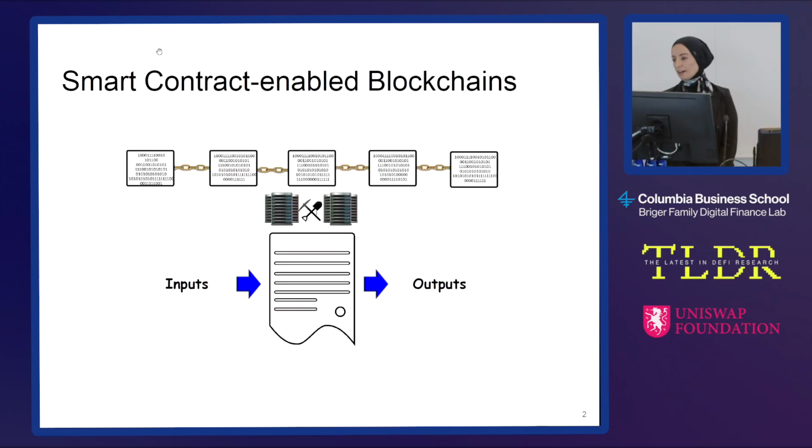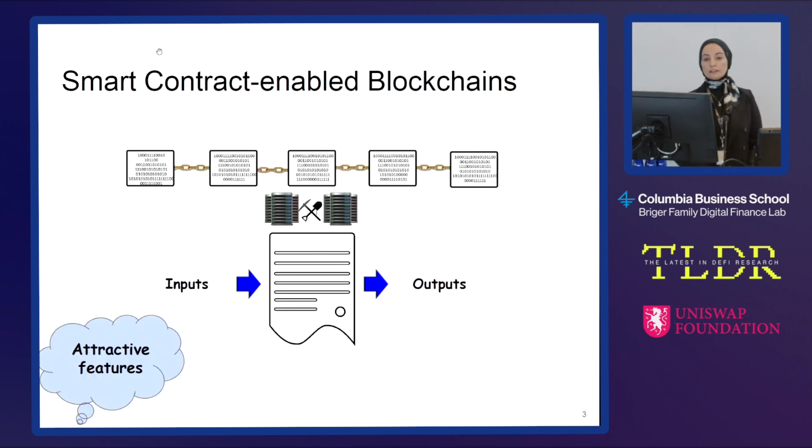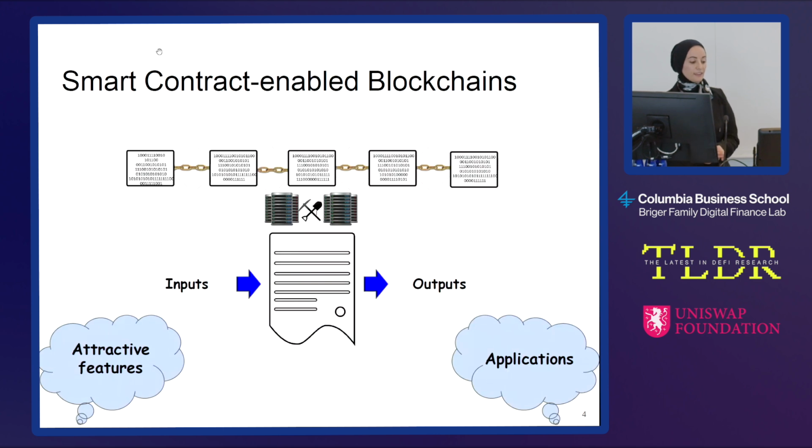The fact that we are here at the TLDR conference means that we all recognize and appreciate the benefits of smart contract-enabled blockchains in allowing us to build fully decentralized systems and services. They support attractive features. They allow users to deploy arbitrary programs that can be executed in a transparent and publicly verifiable way. And they allow us to build a variety of applications, such as crowdsourcing, decentralized finance, and distributed resource markets.